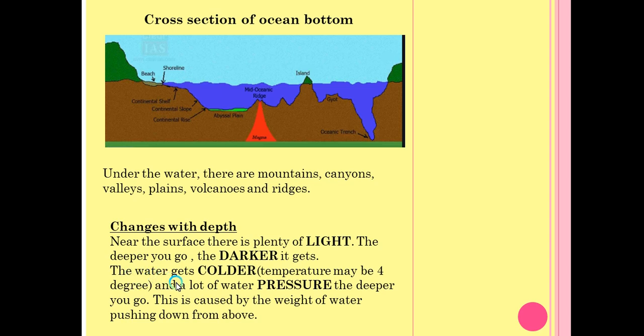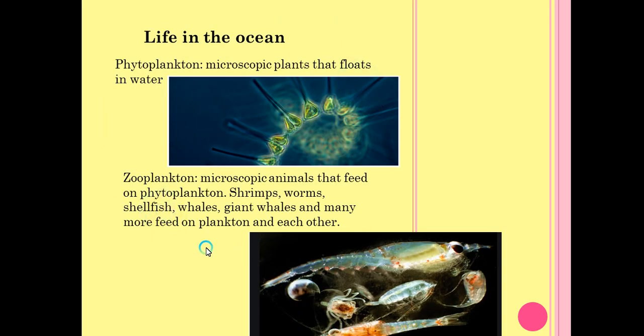The water gets colder. That means the temperature of the water begins to drop as far as 3 degrees or 4 degrees. And there is a lot of water pressure. The deeper you go, the more water pressure there is, caused by the weight of the water pushing down from above. So when you're going down in depth, it gets darker, it gets colder, and there is pressure, right?